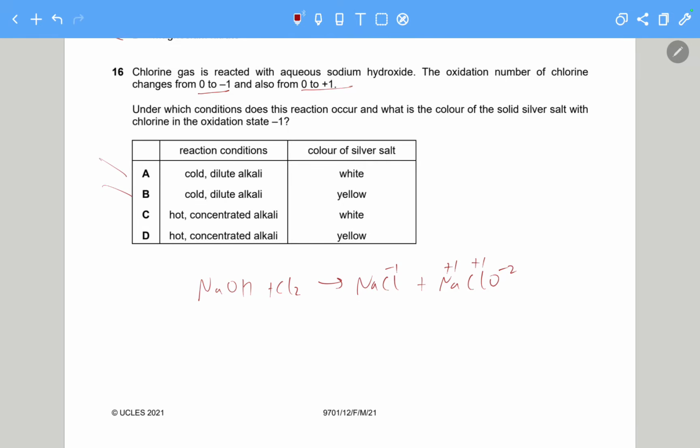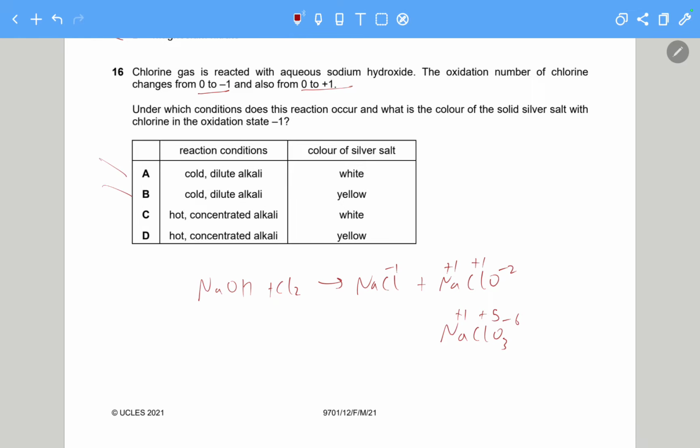So it cannot be C and D, because if you remember, in hot concentrated alkali, we get NaClO3 alongside NaCl. So we get NaClO3, which is +1, and then 3 oxygens, -2 into 3, -6, and that's +5. Sorry, the Cl is in the +5 oxidation state in this one, and therefore this cannot be the correct answer. It's not C, it's not D.